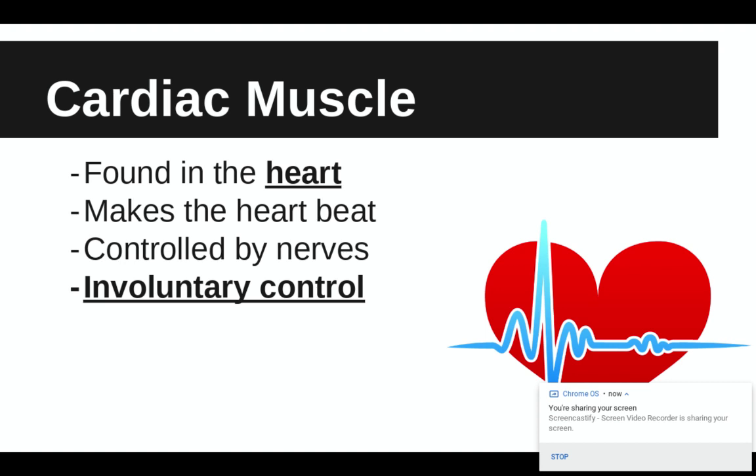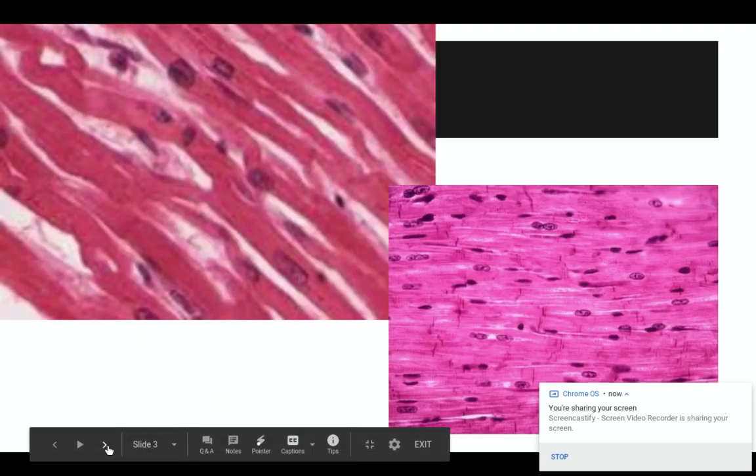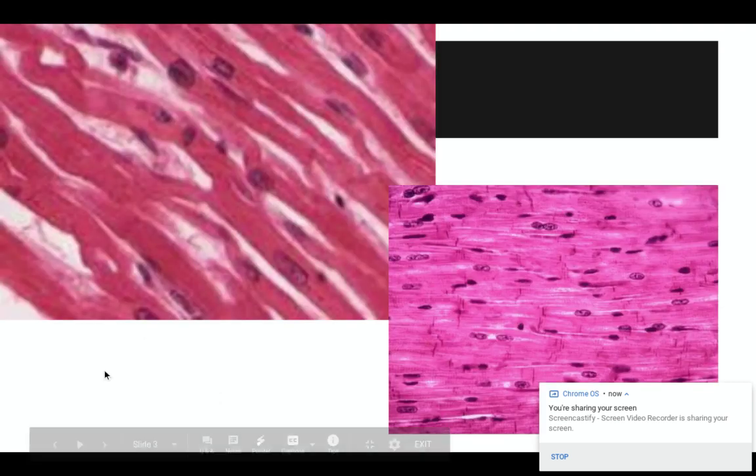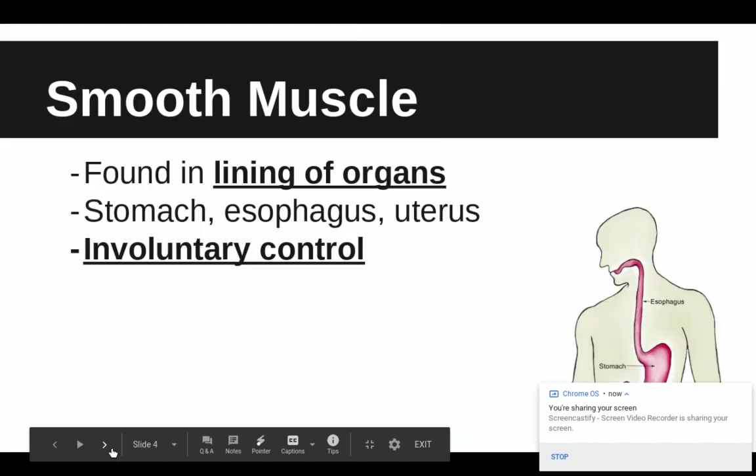They're controlled by nerves and involuntary control. You don't have to worry about making your heart beat. It's not something that you're aware of. It's going to happen automatically or involuntarily. Okay, these are some pictures of what your heart muscles look like under a microscope, and we'll compare them to other muscles and what they look like.